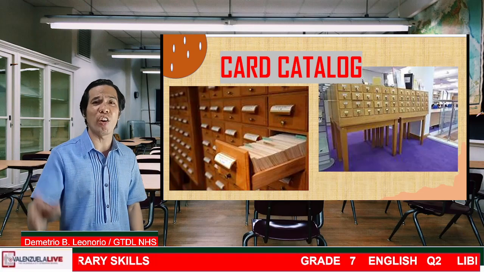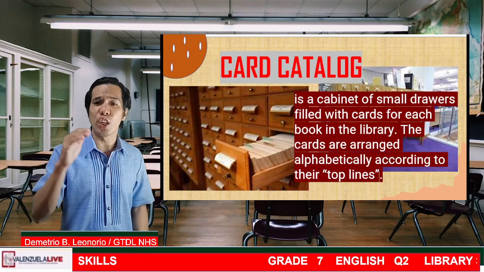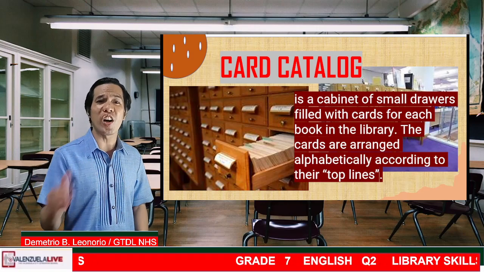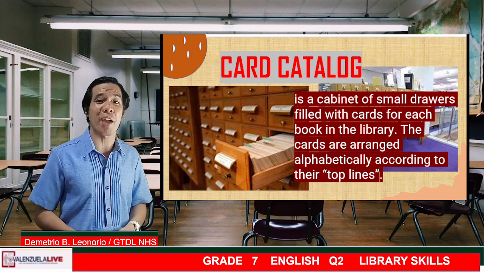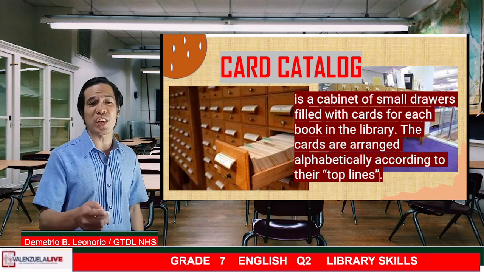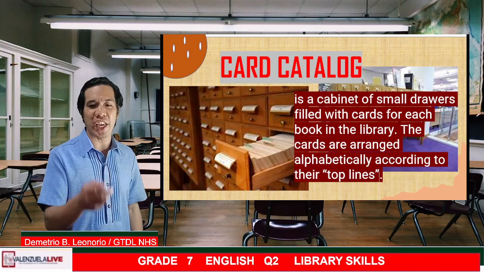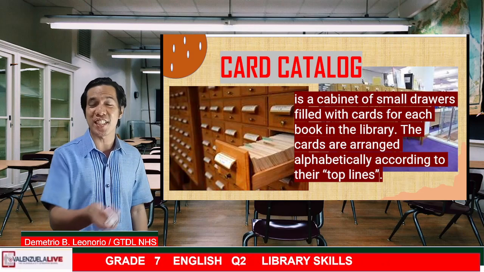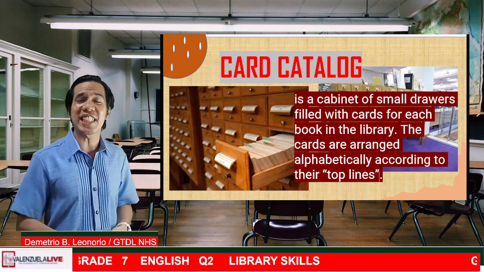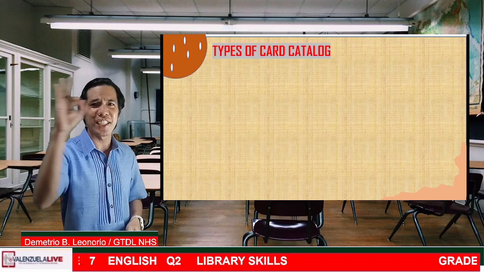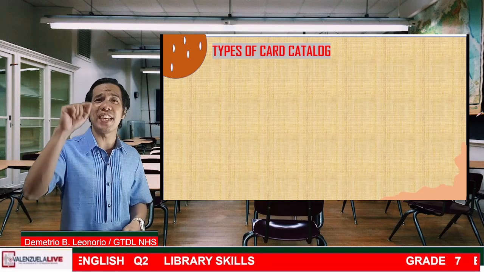A card catalog is a cabinet of small drawers filled with cards for each book in the library. The cards are arranged alphabetically according to their top lines. That's the keyword, top lines. There are three types of card catalog. How many? Three.